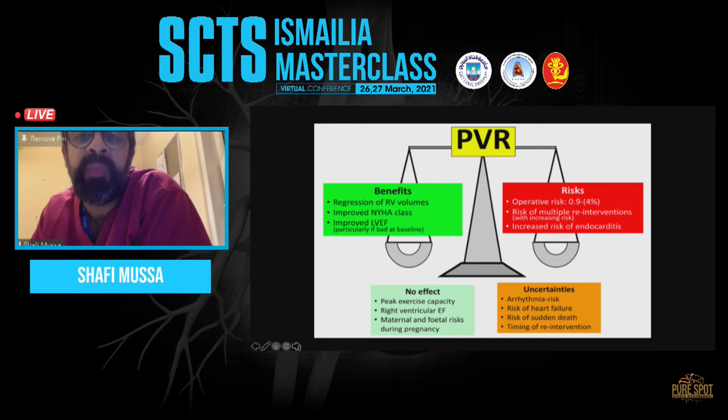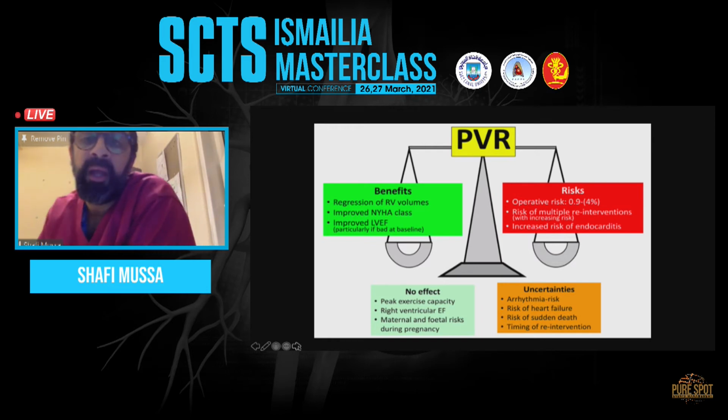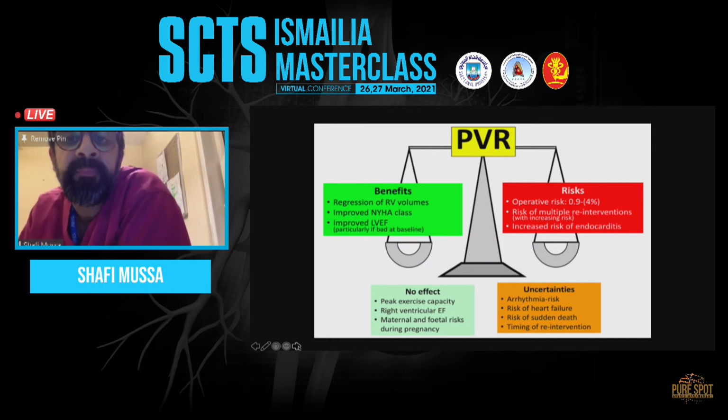However, it is not without its costs. So the operative risk is relatively low, somewhere between 0.9 and 4%. 4% is quite high, but 0.9% I think is reasonable. But again, it is a re-intervention, and that carries its own risk. There is also an increased risk of endocarditis with a prosthetically implanted valve.